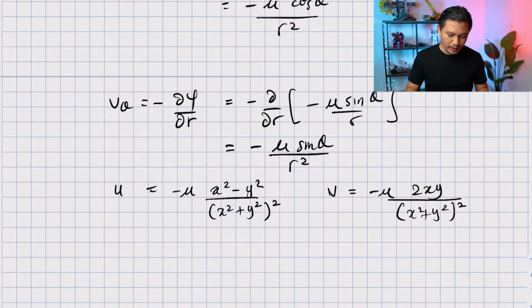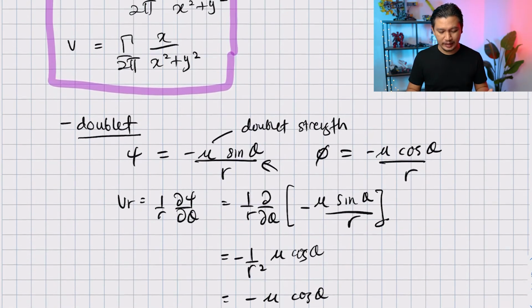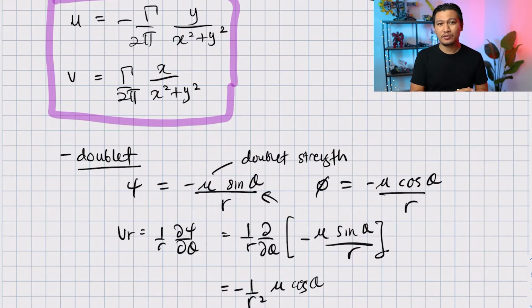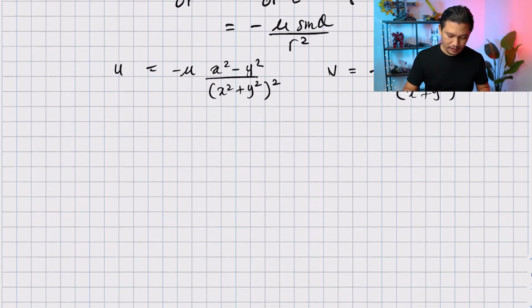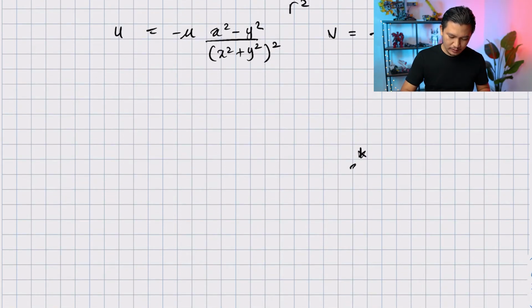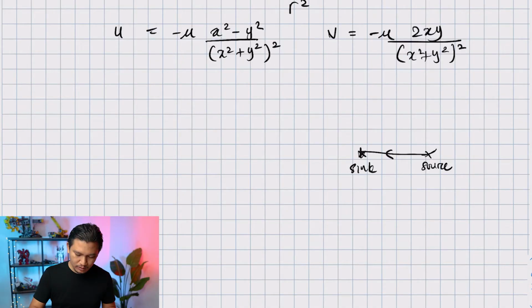Now, let's take a look at what a doublet looks like physically. A doublet by itself, if you must know, does not really look like anything. It is quite hard to explain what the doublet looks like. But if you imagine that you have a sink and source that are very close together, what happens is that this source will go to the sink. It goes something like this.